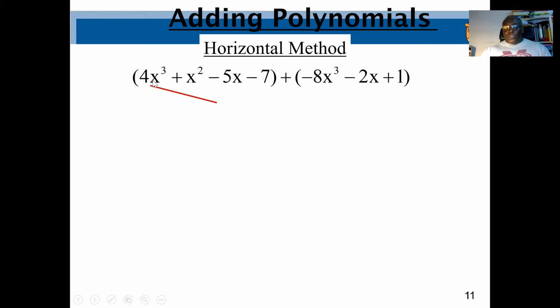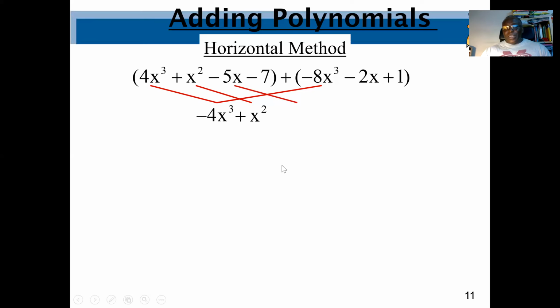So this is what we're going to do for x cubed. We combine 4x cubed with minus 8x cubed, and that will give me minus 4x cubed. The reason is that 8 is bigger than 4 and 8 is negative, so we keep the negative. Then second, we come to x squared, but we don't have any x squared on the right side. So x squared is by itself.